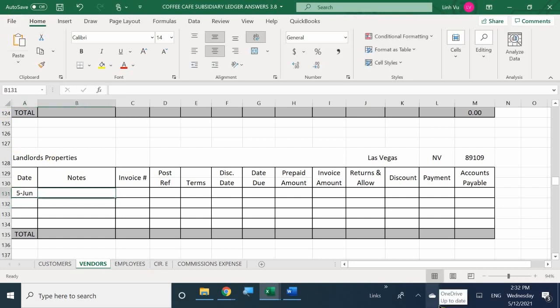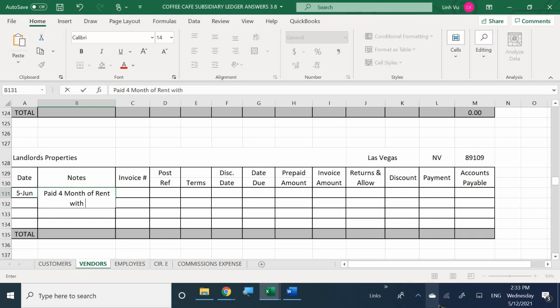Now, of course, the very first bill is going to be the contract itself, because you made a payment, right? And how you're going to validate that is that you can also make a note here that you paid 4 months of rent with 1 month rent deposit. Okay? And of course, I wrote this with check number 1501. Okay?